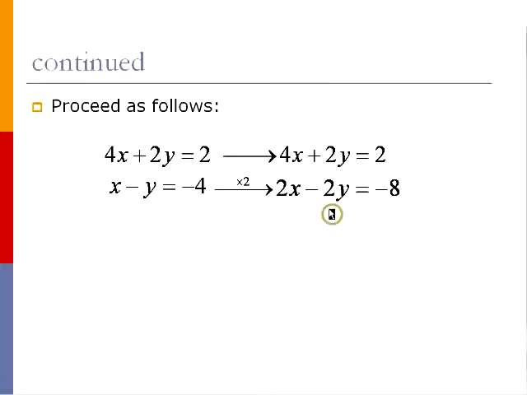Now we can see that the coefficients of our y terms are the opposite of each other. Consequently, when we add the two equations term by term, we are going to get the following.